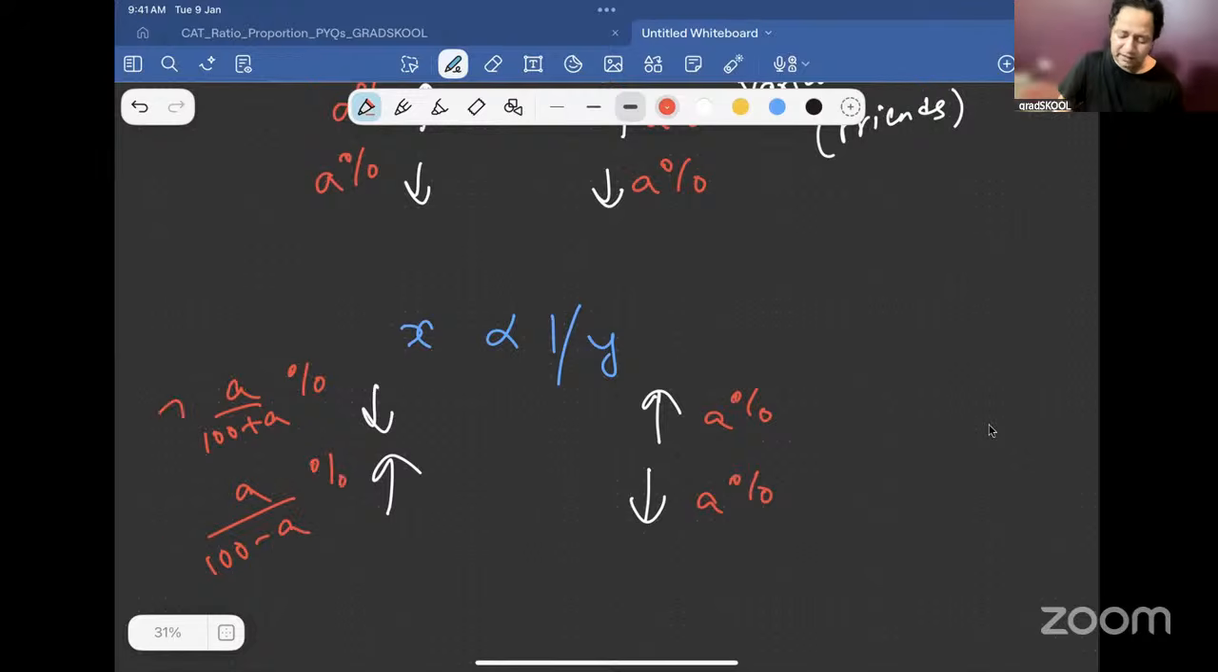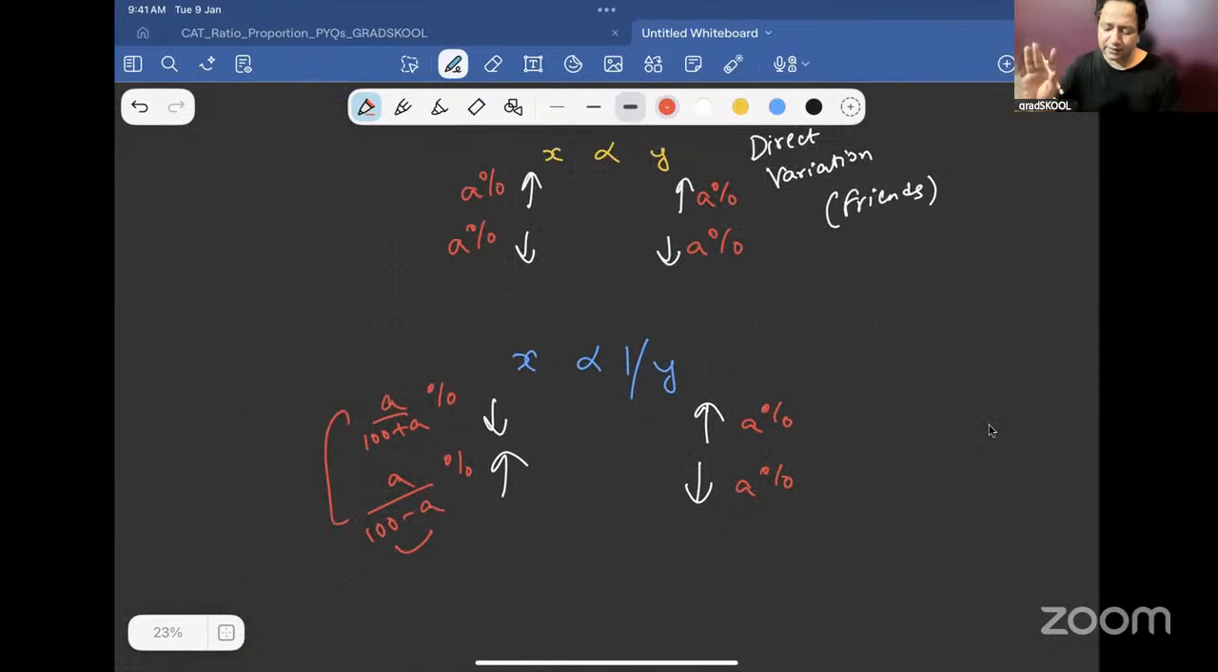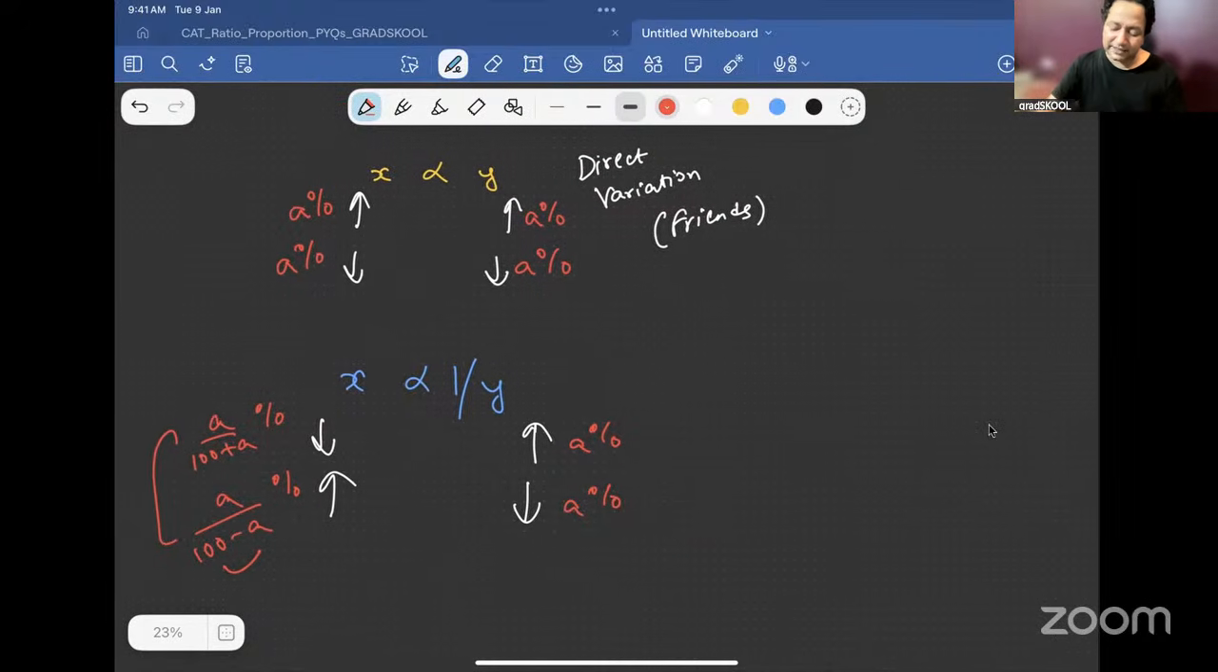Seems weird. Now, how to remember that? To remember it, we'll just understand one particular thing. A upon 100 plus A. So we are adding something to 100, something to A, right? So if we are adding something in the denominator, the fractional value reduces. Here I am subtracting. So if I subtract something, the fractional value increases. That is how you can remember it, right? Now, having said that, let's see what all things are possible here.